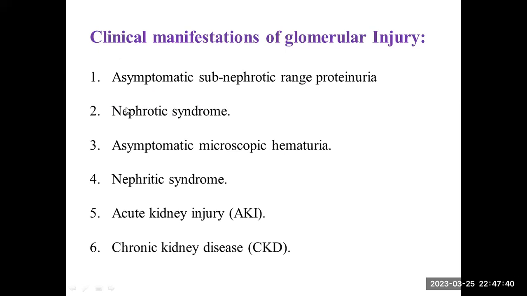But before developing nephrotic syndrome, the injury can be mild, and it can only lead to subnephrotic range proteinuria, and the patient will be asymptomatic. This proteinuria can be selective proteinuria, or in some cases, it can be non-selective proteinuria. So what do we mean by selective or non-selective proteinuria? Selective proteinuria basically means this proteinuria is made only of albumin. This proteinuria is selective for albumin only.